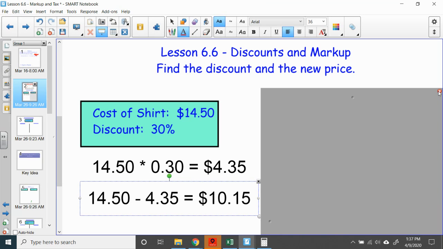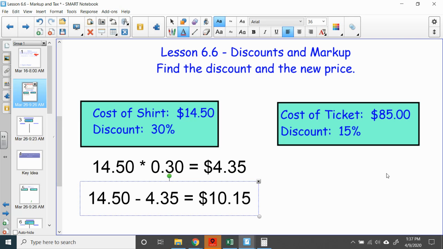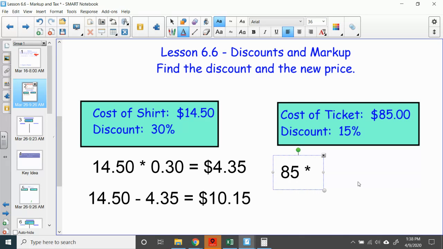We're going to do a second example here. This one, I'm going to buy a concert ticket, and it's $85. And I have a discount that Ticketmaster sent me to take 15% off of my ticket. So just like with the last one, I'm going to use the percent equation, and I'm going to take the price of the ticket, $85, and multiply it by my discount, which is 15%, but I'll write it as a decimal, 15 hundredths.